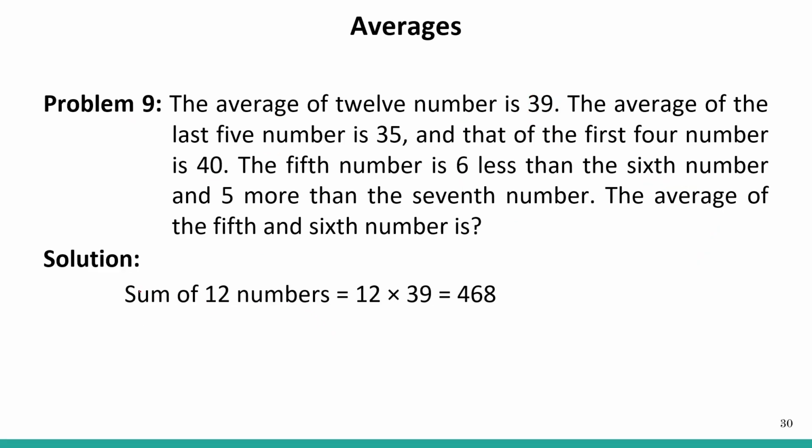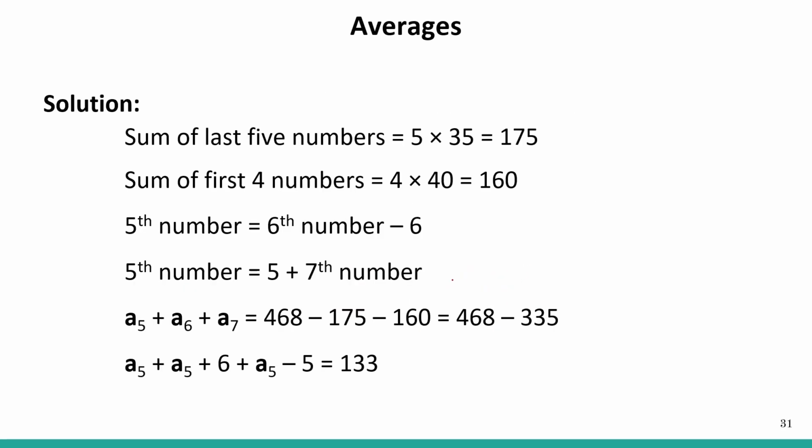So let's go for the step-by-step solution. Sum of 12 numbers is equal to 12 into 39, so their cumulative sum will be 468. Sum of the last 5 numbers is equal to 5 into 35 because their average is 35, so it will be 175. Sum of the first 4 numbers is 40 into 4, because their average was 40, so it will be 160, their cumulative sum.